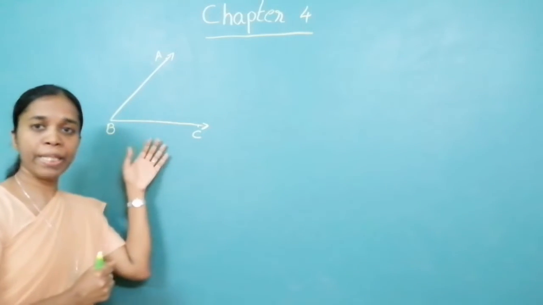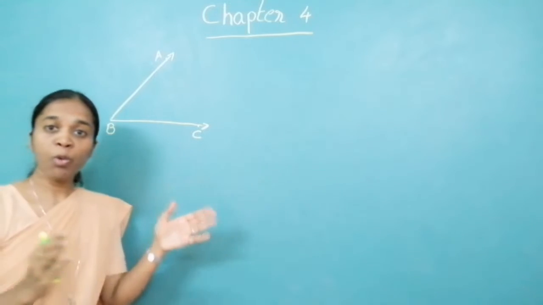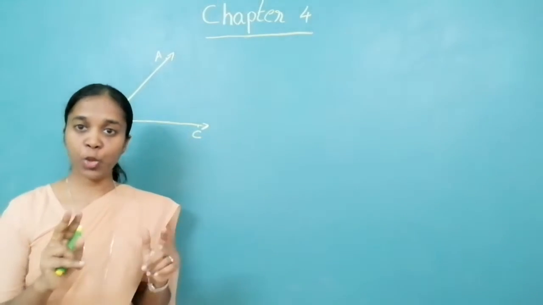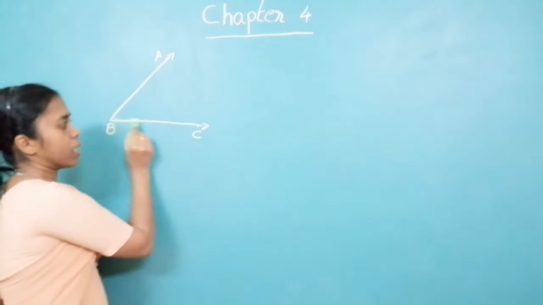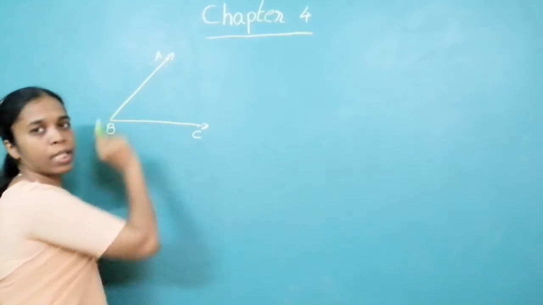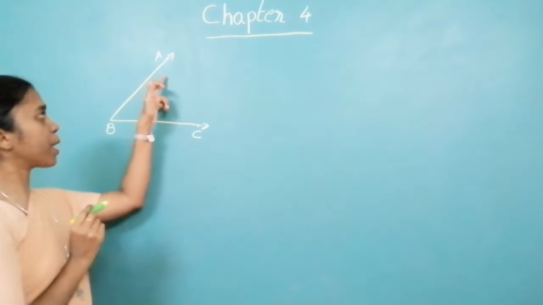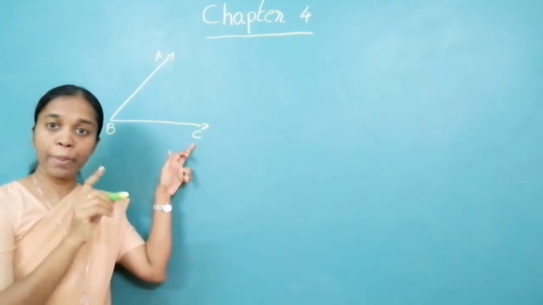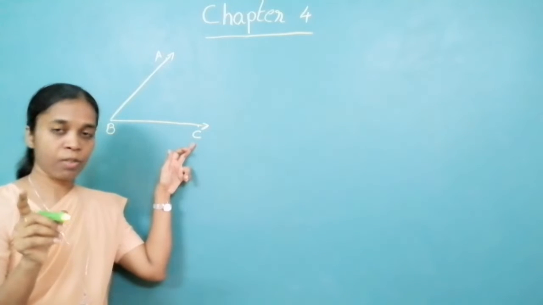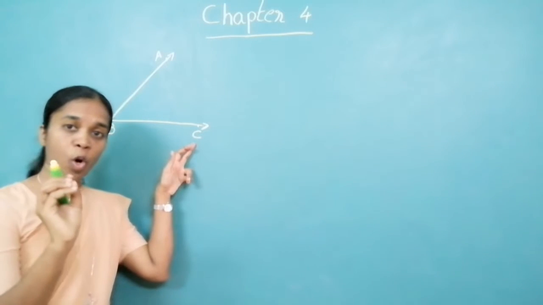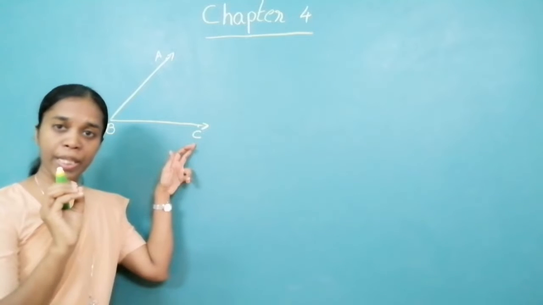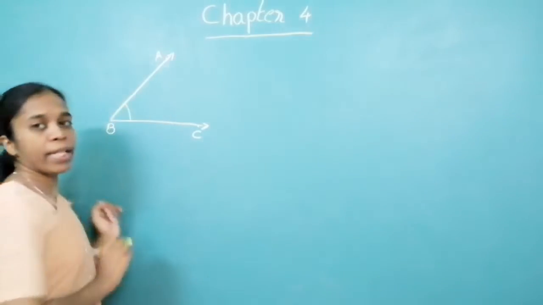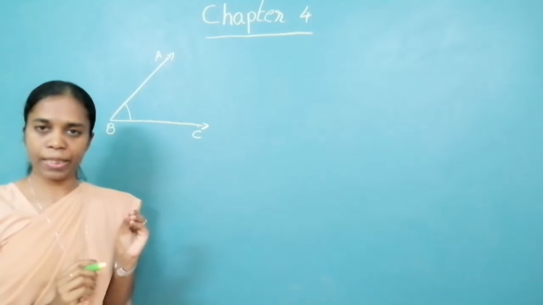Angle ABC. How do we get an angle? An angle is created by two rays. You can see this is one ray, this is another ray. That is ray BA and ray BC. Ray BA and ray BC, when you say it, you know that they have a common vertex, that is B. And at B, the common vertex, the angle is created.